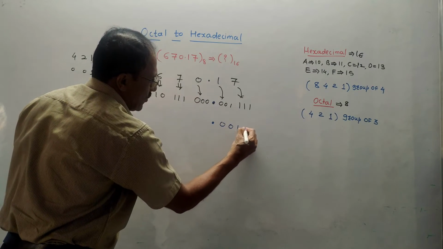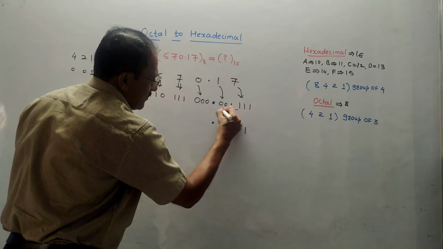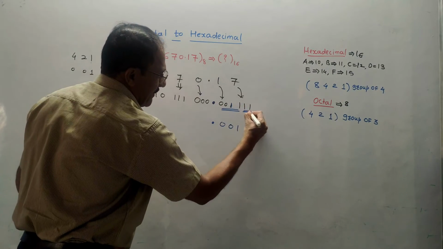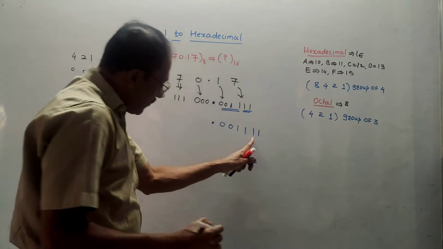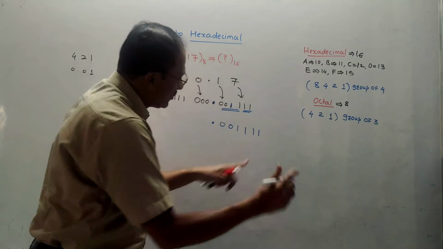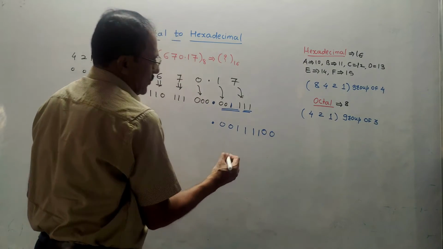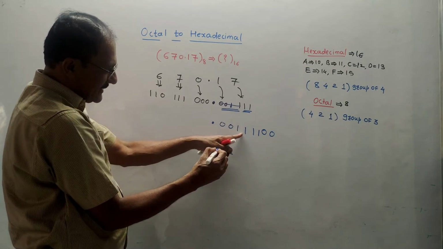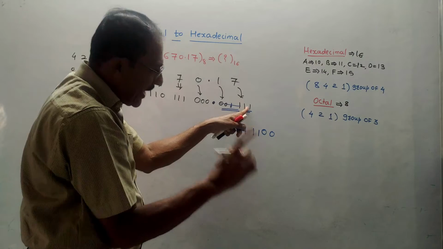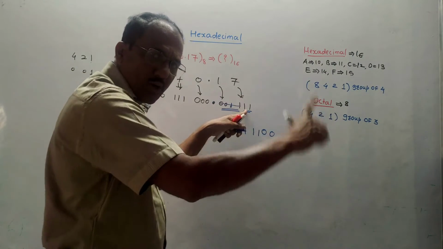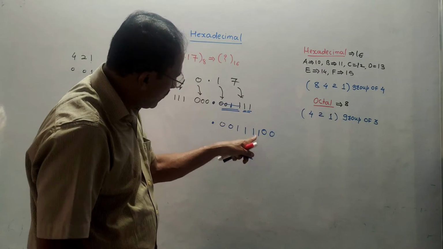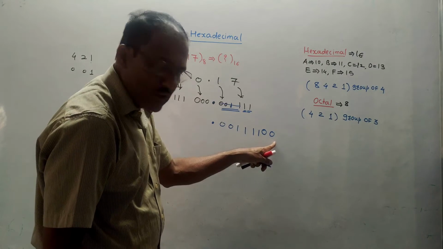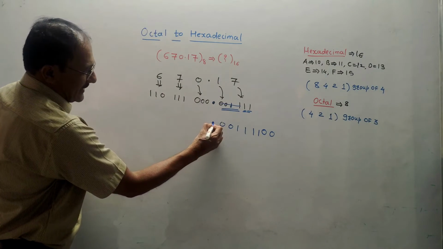So this is 0, 0, 1, 1. I have considered these 4 bits. Then the remaining bits are 1, 1. Again I need to add 2 zeros because I have to make a group of 4. So it is 0, 0. Very simple. These first 4 bits I have taken as they are. Only 2 bits are remaining. I have to make a group of 4 because I want to convert it into hexadecimal. So 1, 1 is taken as it is. Add 2 zeros. Keep the decimal point as it is.